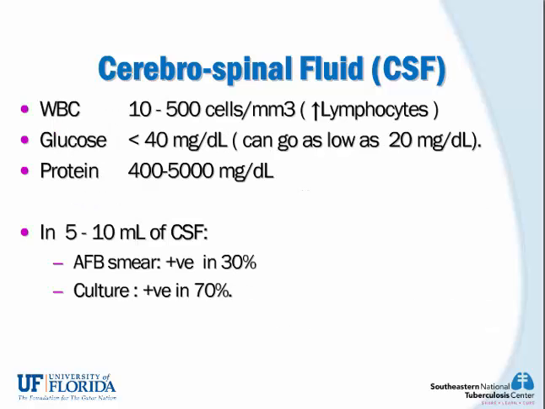The characteristics of the cerebrospinal fluid include a white blood cell count between 10 and 500. Initially there can be increased neutrophils, but later there will be an increase of lymphocytes. The glucose is characteristically very low, less than 40 milligrams per deciliter, and can be as low as 20 or lower. Protein can be as high as 5,000 milligrams per deciliter. In 5 to 10 ml of CSF, the acid-fast bacilli smear is usually positive in 30% of cases, but the culture can be positive in up to 70% of cases.